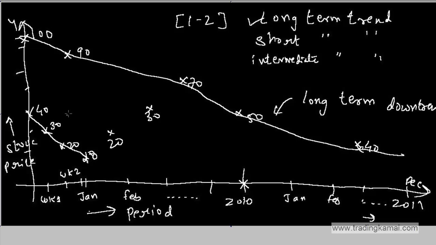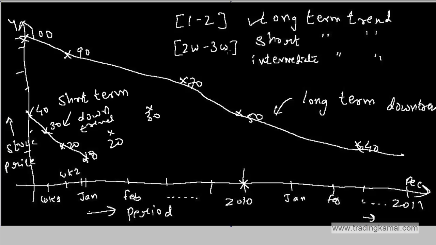So this trend is called a short-term downtrend. So short-term trends are those trends which last for 2 weeks to 3 weeks. So long-term trends are those trends which last from 1 year to 2 years, while short-term trends are those trends which last from 2 weeks to 3 weeks. So you can see that in the third week, the stock actually started moving up. So this was a short-term downtrend.